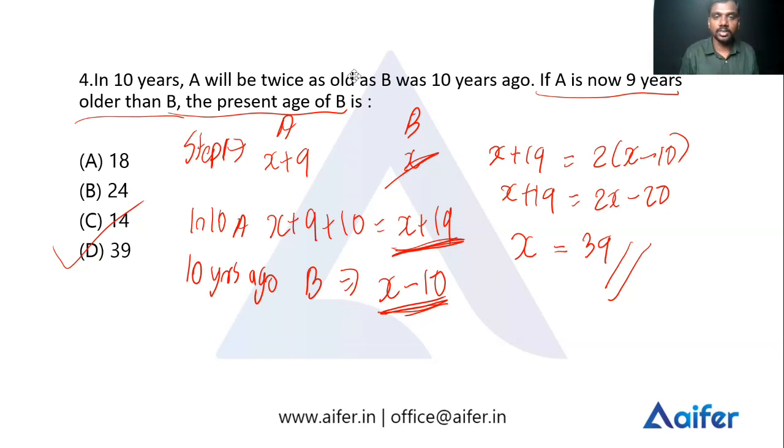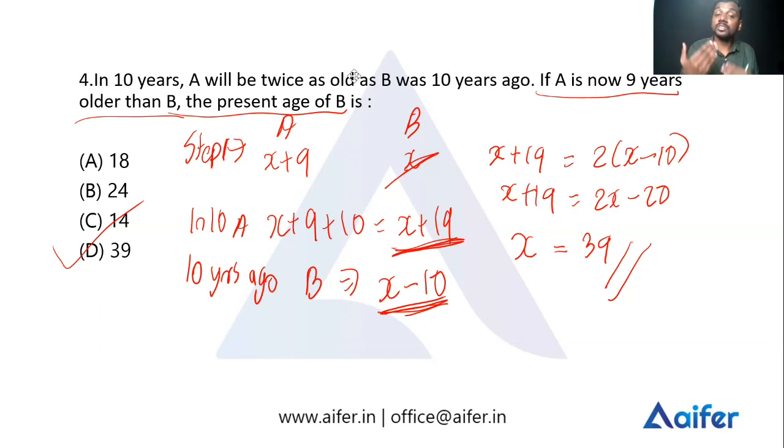In this particular question, the existing relationship between A and B we can get only from towards the end of the question. It's given that A is now 9 years older than B, which means we'll be putting B is equal to X. So we'll be having A is equal to X plus 9.